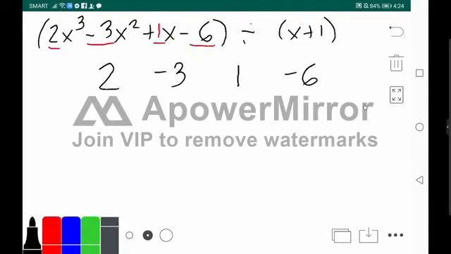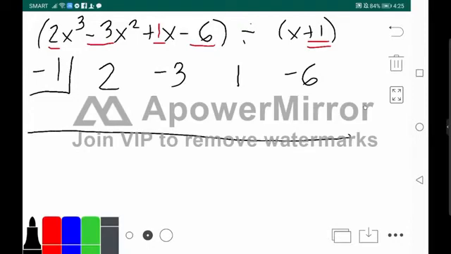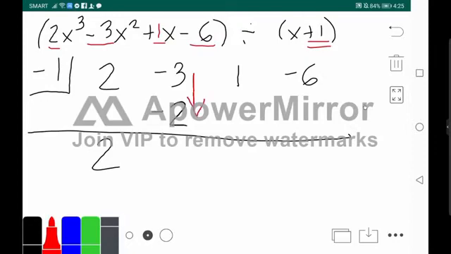And then, I'm going to be writing what is a? The opposite of positive 1, -1. So I will be writing -1 over there. So the first step is to bring down 2. So bringing down 2, the result is 2. So after that, multiply -1 and 2. What is the result? That is -2. Then you combine, you will get -5.